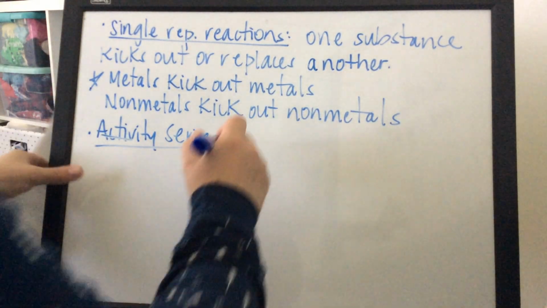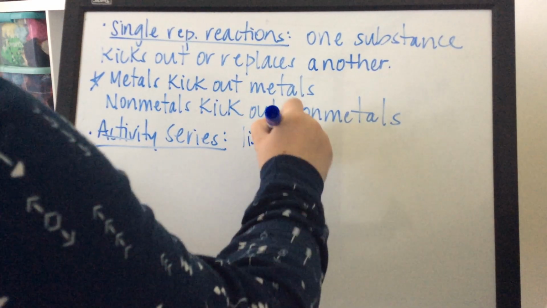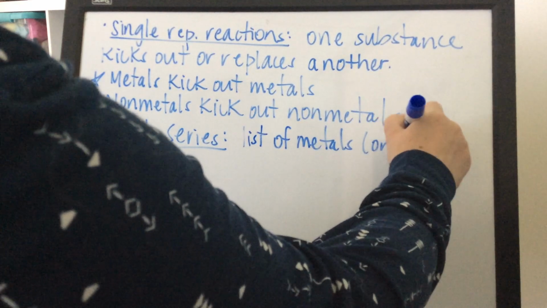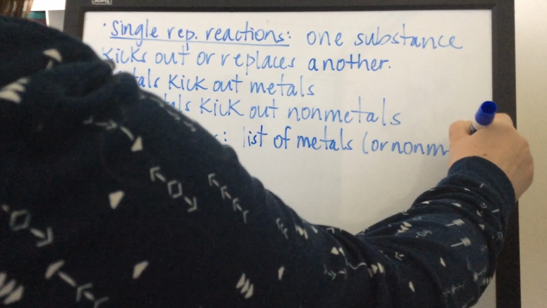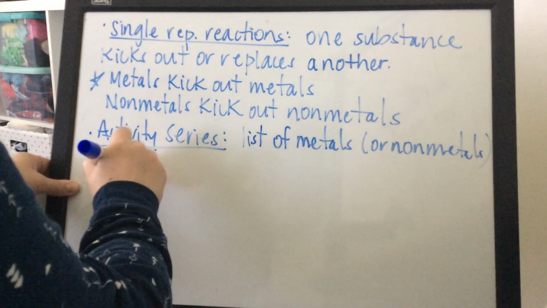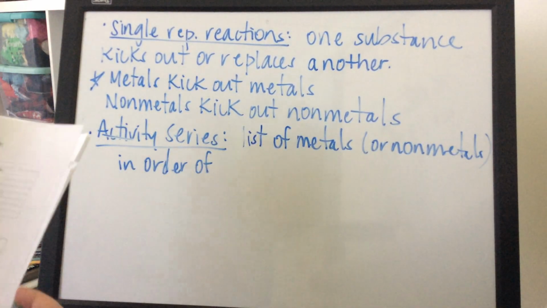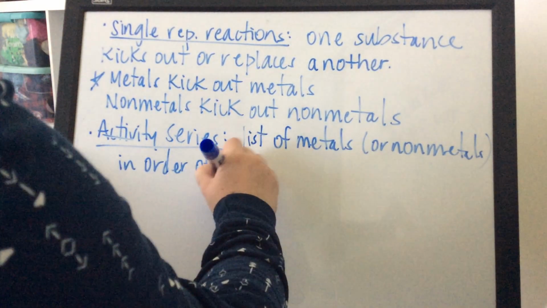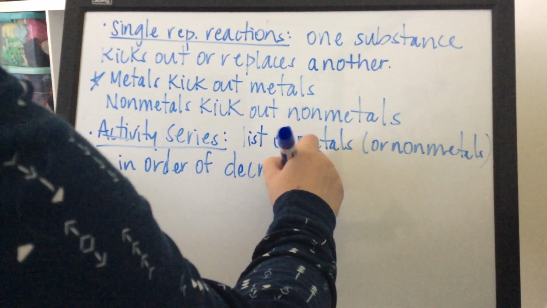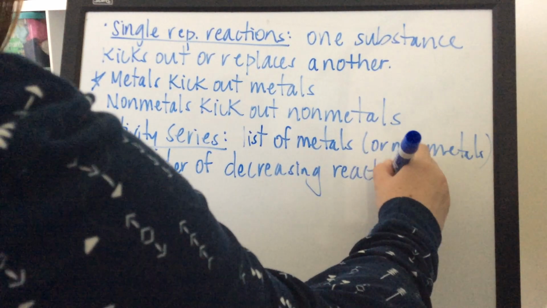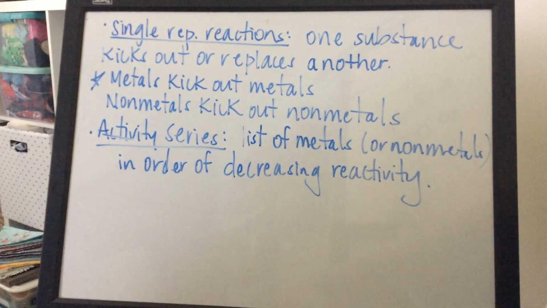So what is it? It's basically a list of metals or nonmetals in order of decreasing reactivity. Okay, so what does this mean?